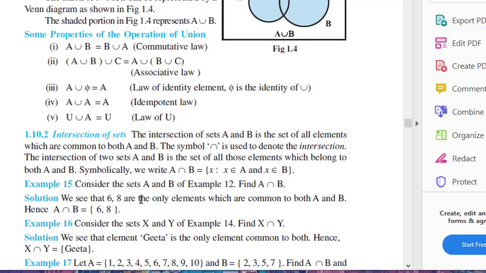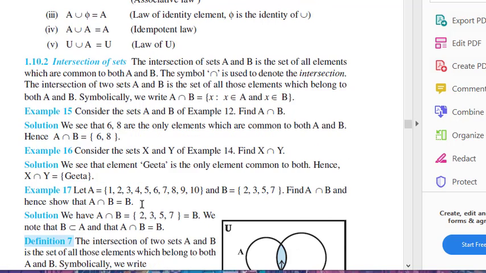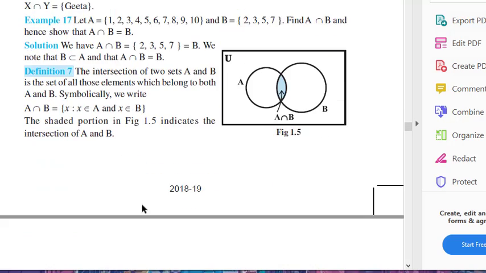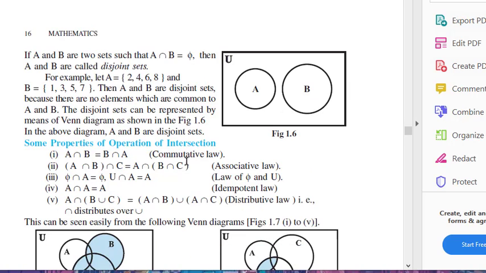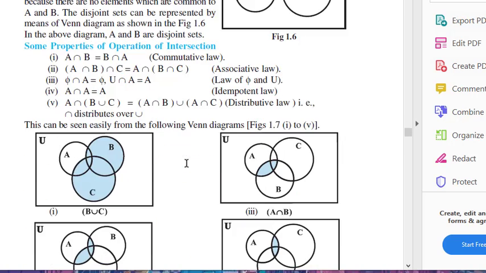Now, intersection of two sets. The intersection of two sets we discussed. It is the common portion between set A and set B. Some properties of intersection also. First, it follows the commutative law. It follows the associative law. Now, the intersection of a null set and set A is the null set. You have seen that the union of set A and the null set is A, but here the intersection of the null set and set A will be the null set.